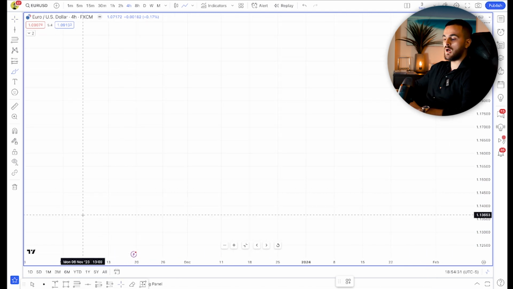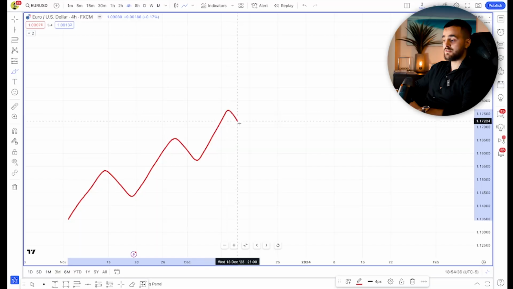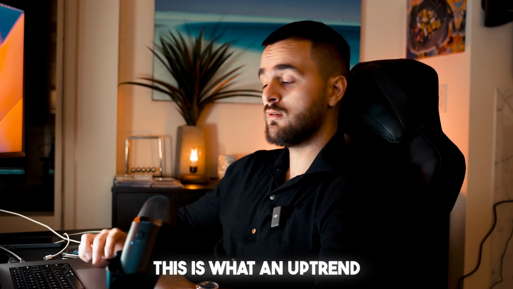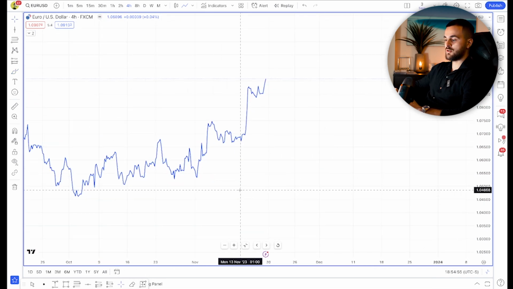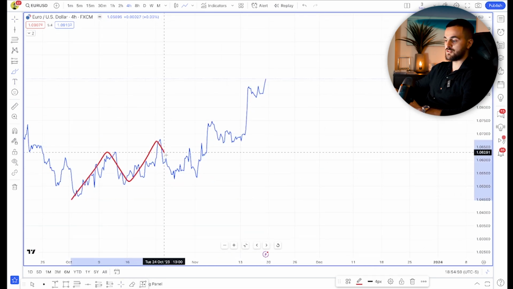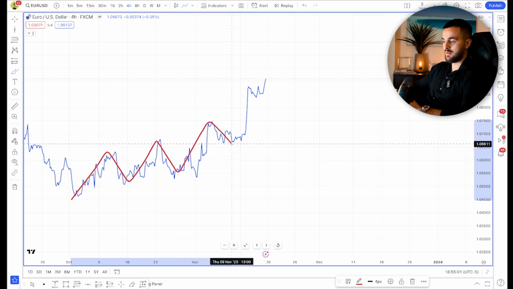An uptrend is just the opposite of what we drew, making higher highs. If you know your Forex basics, market structure, you know what higher highs are. I teach my students this all the time, every week inside of our academy. This is what an uptrend will look like. If we go to the Euro, we can actually see it's starting an uptrend. If we look at the market structure, pulling back, continuing, pulling back, continuing.